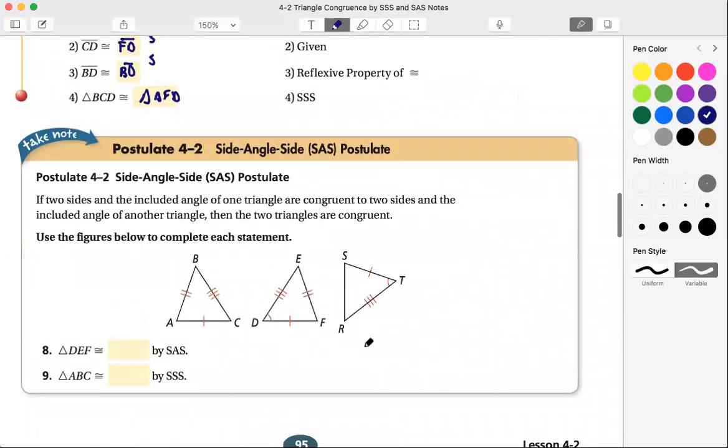All right, a similar postulate is called the side angle side postulate, or SAS for short. And it states that if 2 sides and the included angle of one triangle are congruent to 2 sides and the included angle of another triangle, then the 2 triangles are congruent. So notice what we have here. Triangle DEF must be congruent to triangle TRS by SAS, and triangle ABC must be congruent to triangle FED by SSS. Notice the order of the letters that matters.